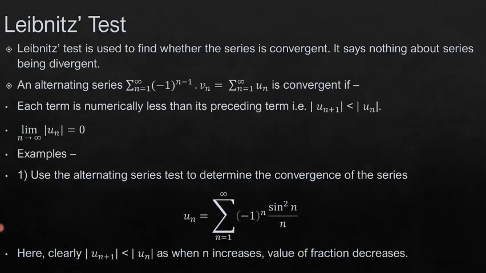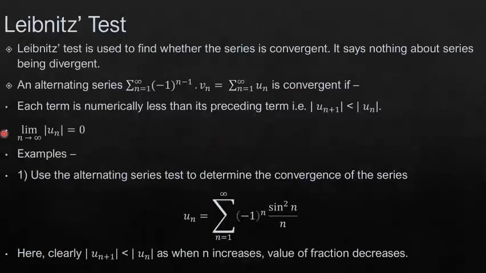So here is the solution. Firstly, we have to work on mod of un. As and when I take mod of the term, this term will be removed, because if you have minus 1 to the power something and you take the mod of that, it will automatically become positive. Negative terms also become positive when we take the modulus. So we are left with sine square n by n. You can see clearly that as the value of n increases, the value of the fraction will decrease. Very logically, the next term will be numerically less than the preceding term. So our first condition is satisfied.